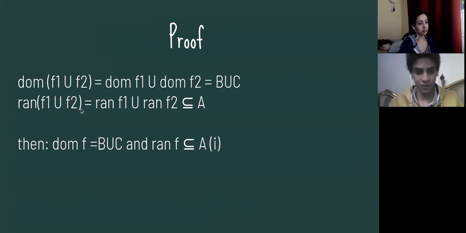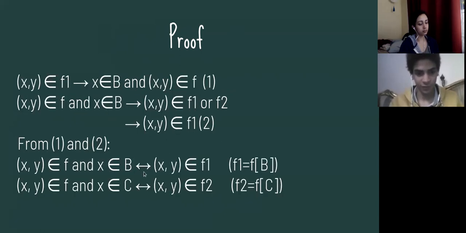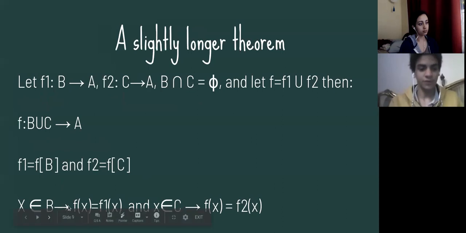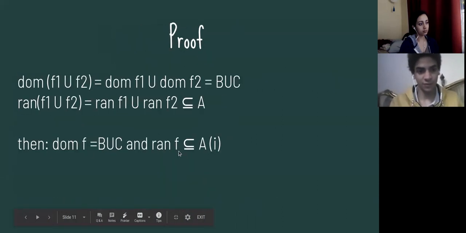then from the last part, from this last statement, I know that f of x equals f1 of x, right?